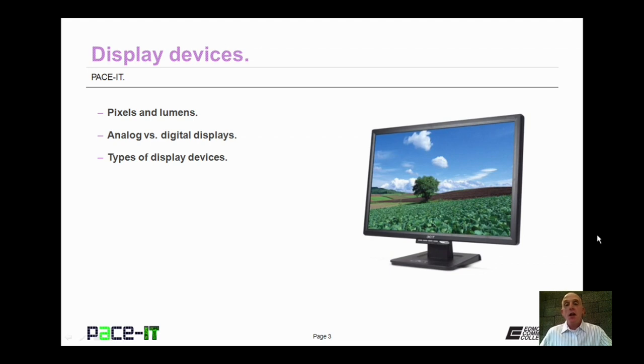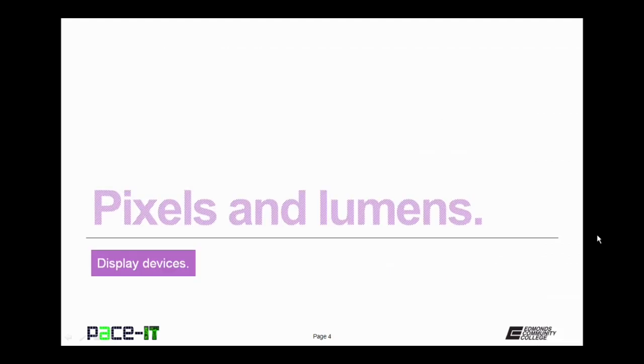We're going to be talking about pixels and lumens. We're going to be talking about analog and digital displays, and then we're going to talk about types of display devices. There's a whole bunch of material to cover, so let's go ahead and get started. So let's start with pixels and lumens.